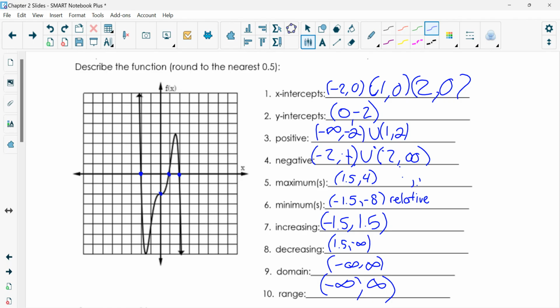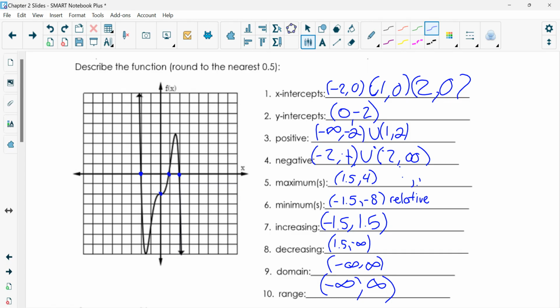Remember, positive is where it is above the x-axis. Okay, so there are two different intervals where it's above the x-axis. That's from x values of -infinity to -2, and then also again in this upside down part of the u, where it goes from 1 to 2.